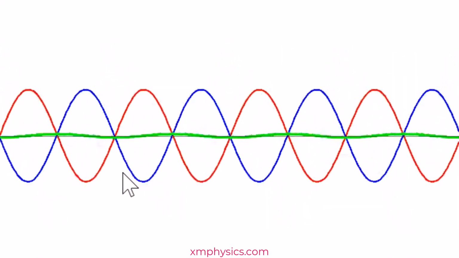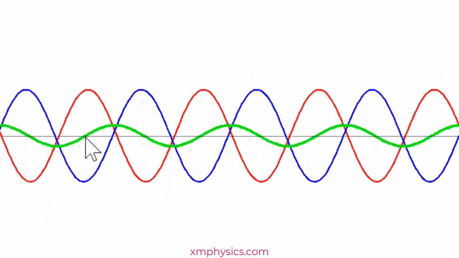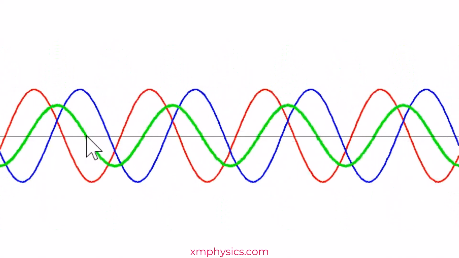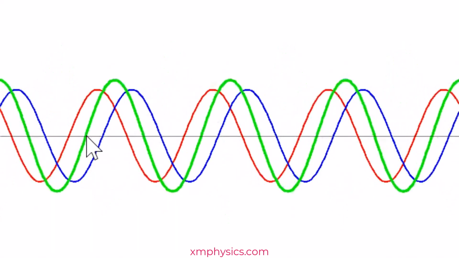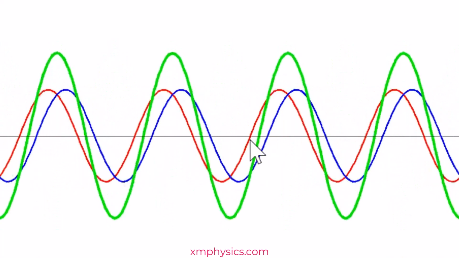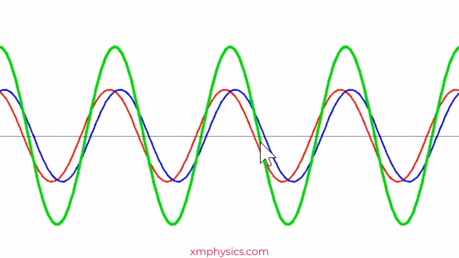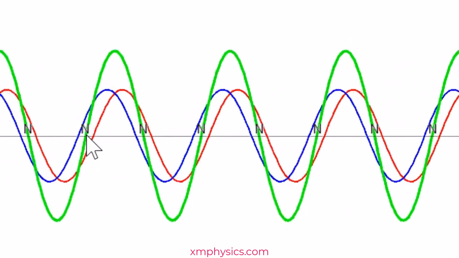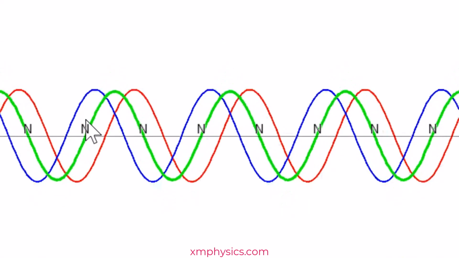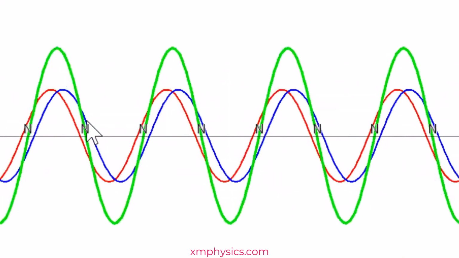Okay, now let's talk about nodes and antinodes. Do you notice that at this position, there's no oscillation? It's like stuck here forever, right? Here also, here also, here also. So, in a standing wave, these are called the nodes. The nodes are positions where there's no oscillation. How come? You can see the blue and the red are always having opposite displacements here. Always opposite displacements. So if you sum them up, you always get zero.